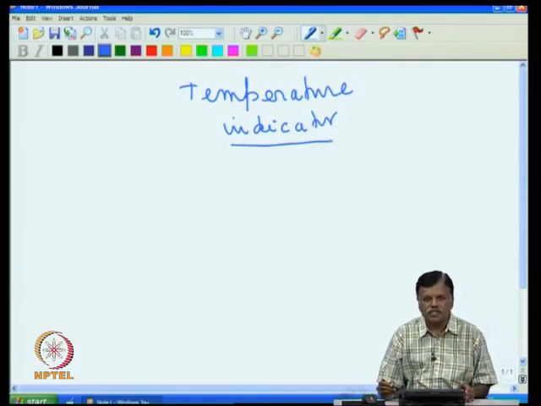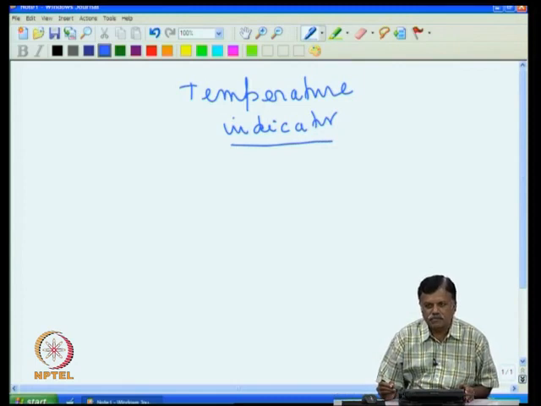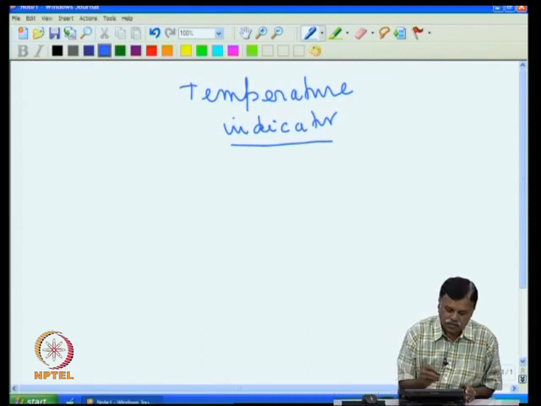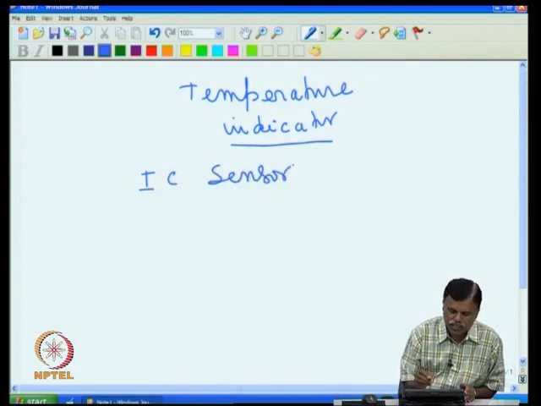Now, for this we have to first select a temperature sensor. There are various sensors, which I will look at a little later. Today we take, for example, IC sensors. IC sensors are available in the market. Using that, how to design a temperature indicator.